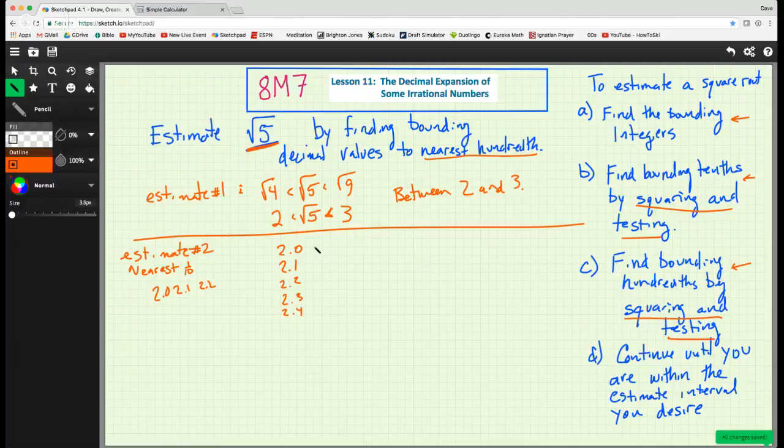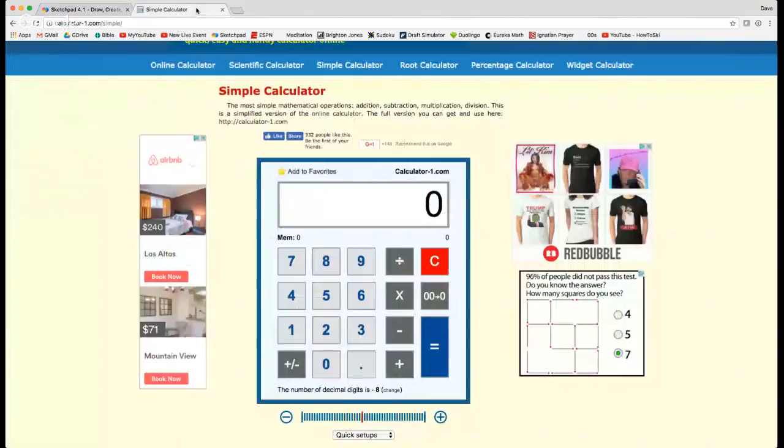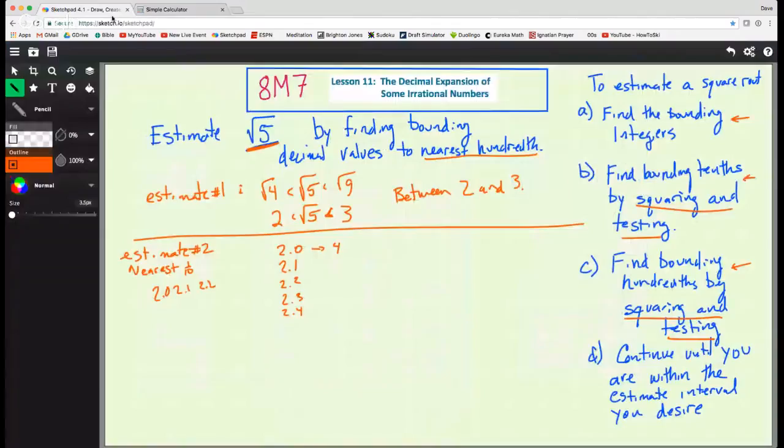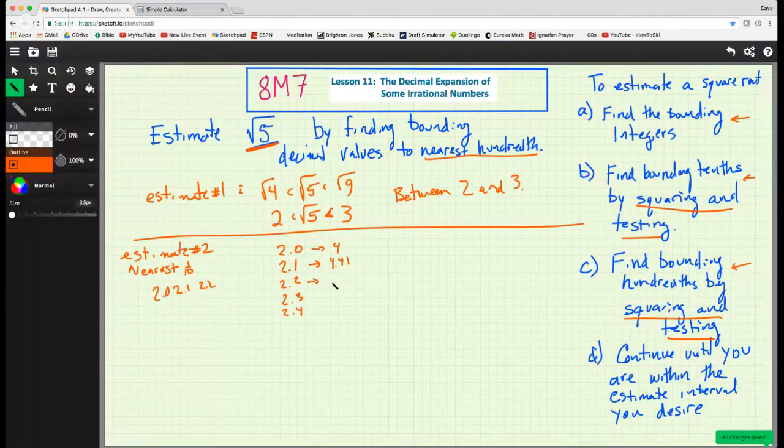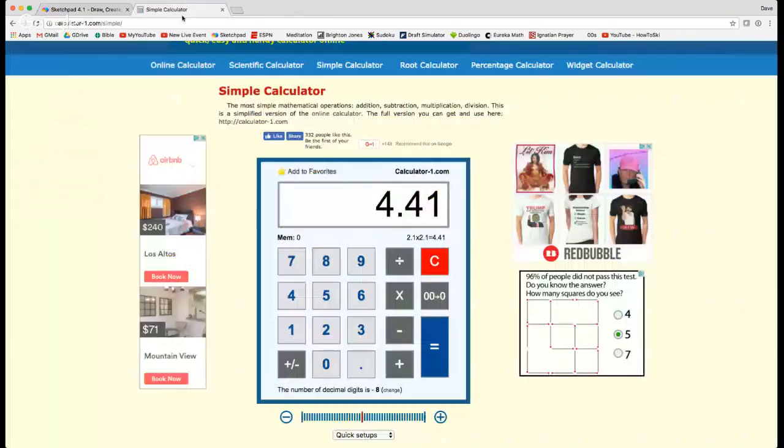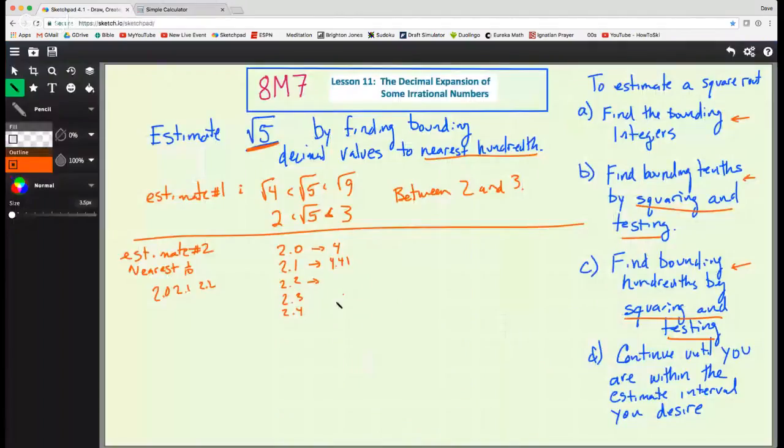Okay, so let's start at 2.0. We know that's 4. Now we're going to try 2.1. And the way we're going to do 2.1 is we're just going to go to our calculator and multiply 2.1 times 2.1, and that's 4.41. So we're going to keep going up until we're bigger than 5, because 2.1 times 2.1 is 4.41. So let's try 2.2. 4.84, we're still not there.